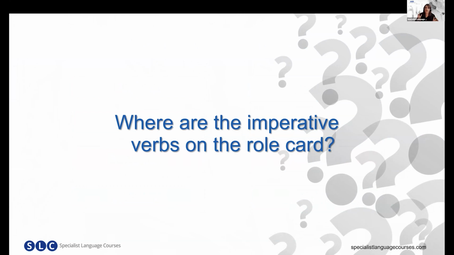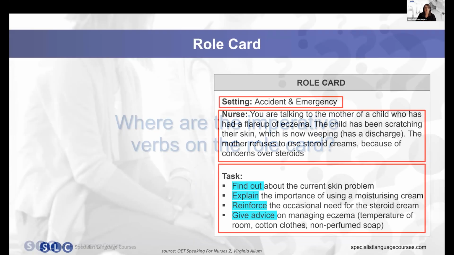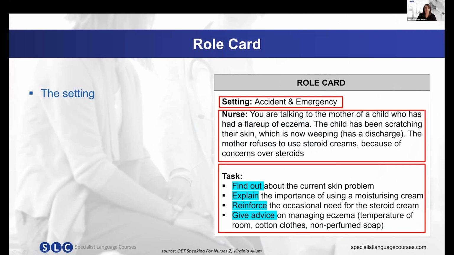So the more familiar you are with the format of the exam, the lower your stress levels should be on the exam, and you can really focus on communicating with the patient you're talking to. So on an OET role card, you will always have the setting. This tells you where you are. You're in accident and emergency or a clinic, for example. You will have information about the patient.